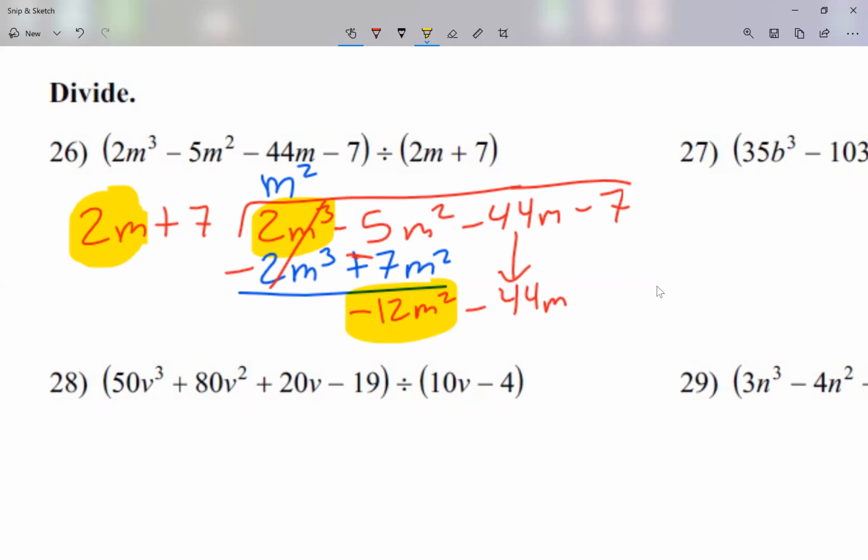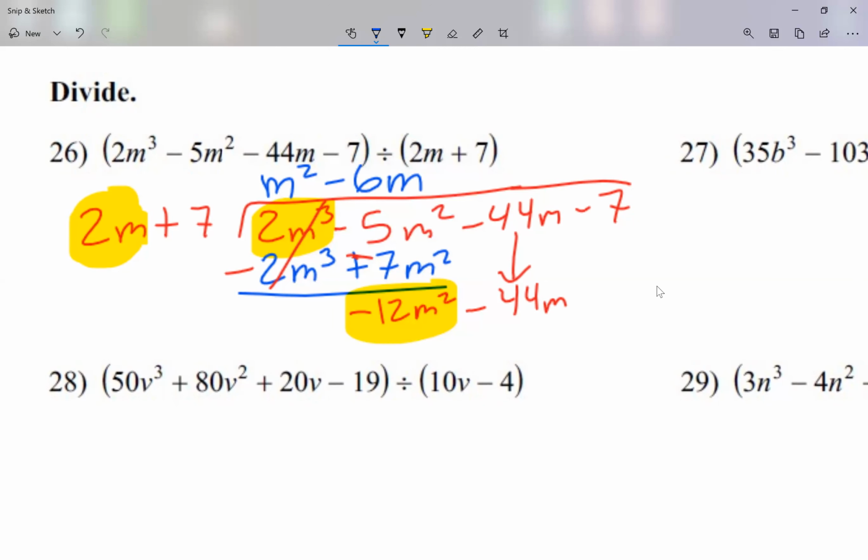And I'm just going to focus on my 2m and my negative 12m squared. I'm just focusing on the first term, just the first term. All right, so I have to multiply 2m by something to make it negative 12m squared. Okay, number-wise, I had to multiply by negative 6. Right? Because 2 times a negative 6 will become a negative 12. So number-wise, I have to multiply by negative 6. Letter-wise, m to the 1.